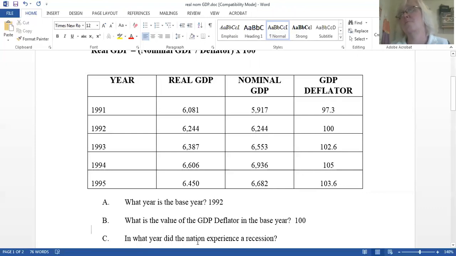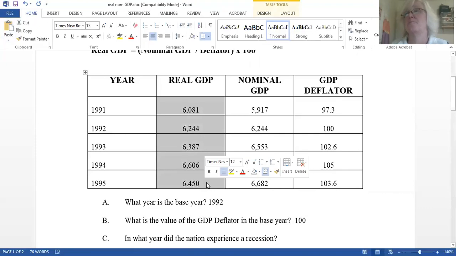Yay, except let's come back to our question C. In what year did the nation experience a recession? A recession is when real GDP falls for 2 consecutive quarters or more. So it has to be real, not nominal, okay? And so in this case, look for where my GDP fell. So 90 to 91, and we're looking at real. Don't look at nominal, okay?